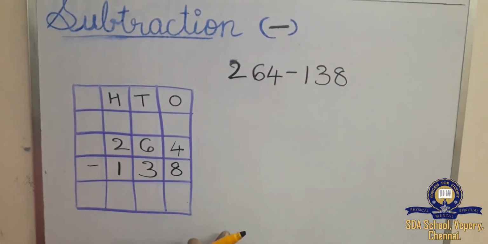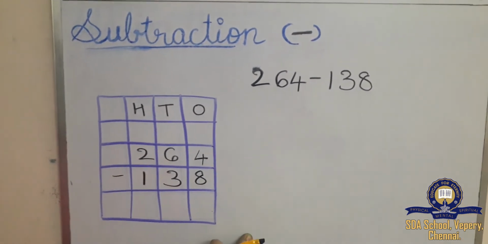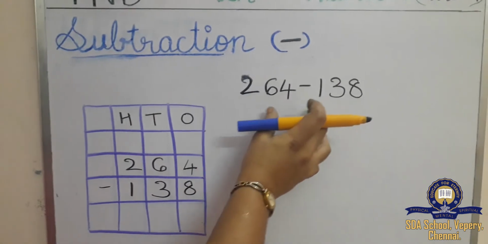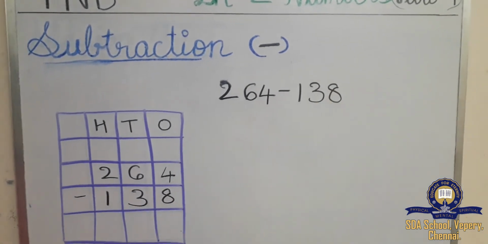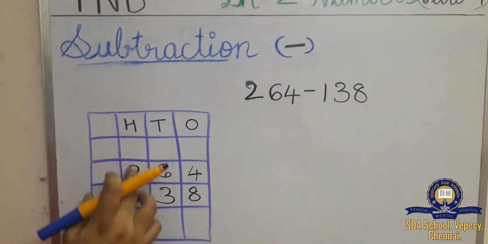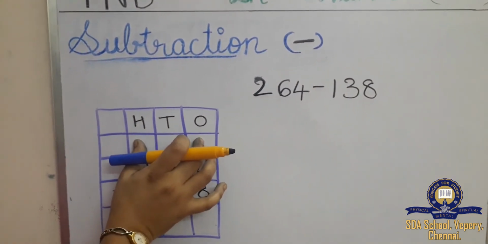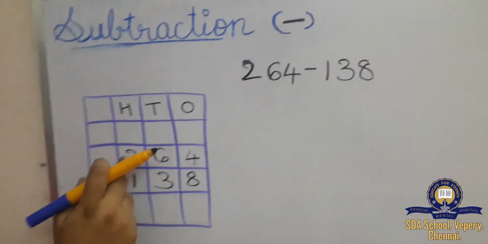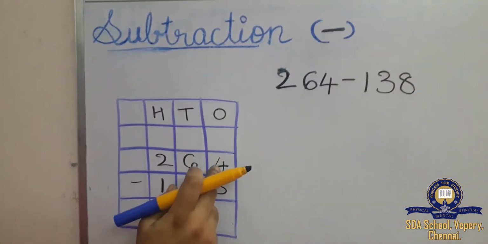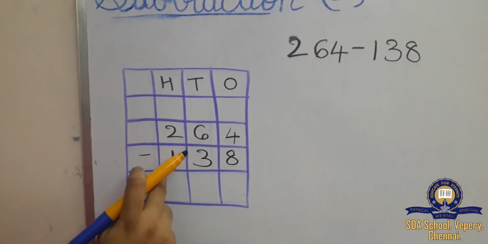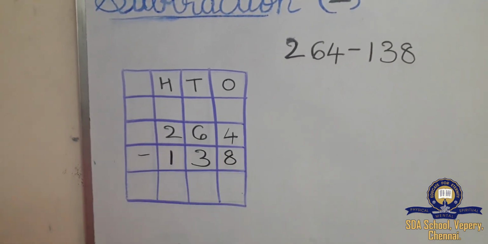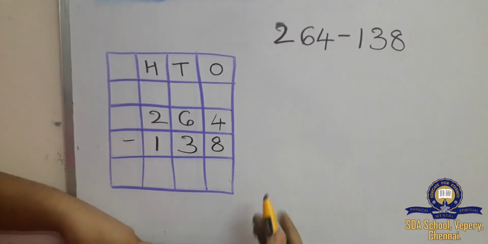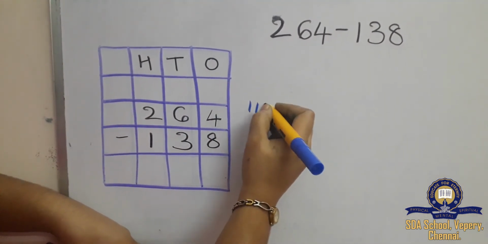Okay, now the same way as addition, we will do subtraction. Okay, see here 264 minus 138. I have given one block here. Now in 2, 6, 4, 2 is in hundreds, 6 is in tens and ones is 4. Now the same way minus 138. Now we will see 4 minus 8. So draw 4 lines here.